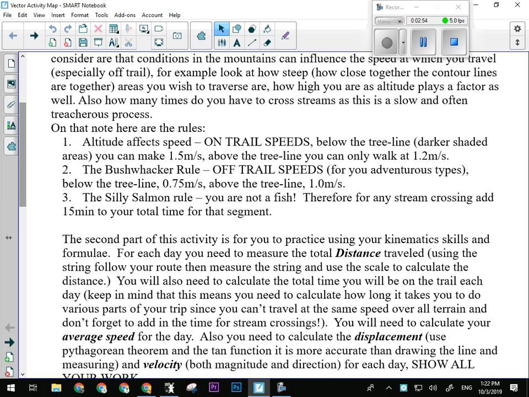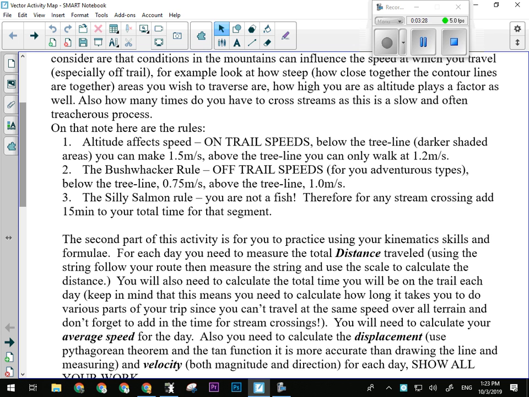Then there's the Bushwacker Rule. If you go off trail, it's a lot harder because there's no trail. You have to bushwhack. So if you are off trail below the tree line, you walk considerably slower, because there's bushes and branches and all kinds of stuff in your way. So you go much slower. If you're above the tree line, you can actually walk faster, because while there's no trail, there's also no trees to get in your way. So keep those speeds in mind. I'll show you why they're going to be important in a minute.